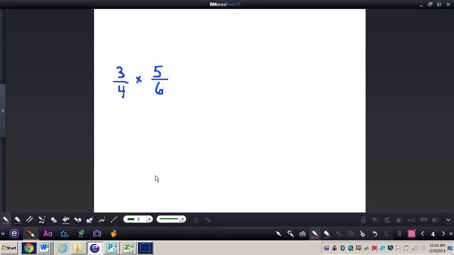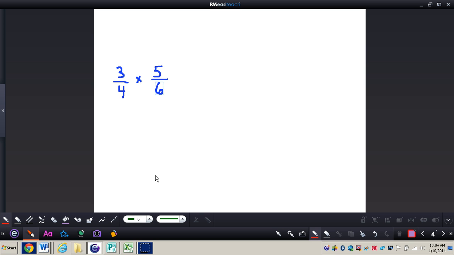In this video, we're going to be taking a look at multiplying fractions. Now, whenever you multiply fractions, you do not need a common denominator. I do want you to write that down in your notes. When multiplying fractions, you do not need a common denominator. You can just simply multiply the numerator by the numerator and the denominator by the denominator, and then just simplify.